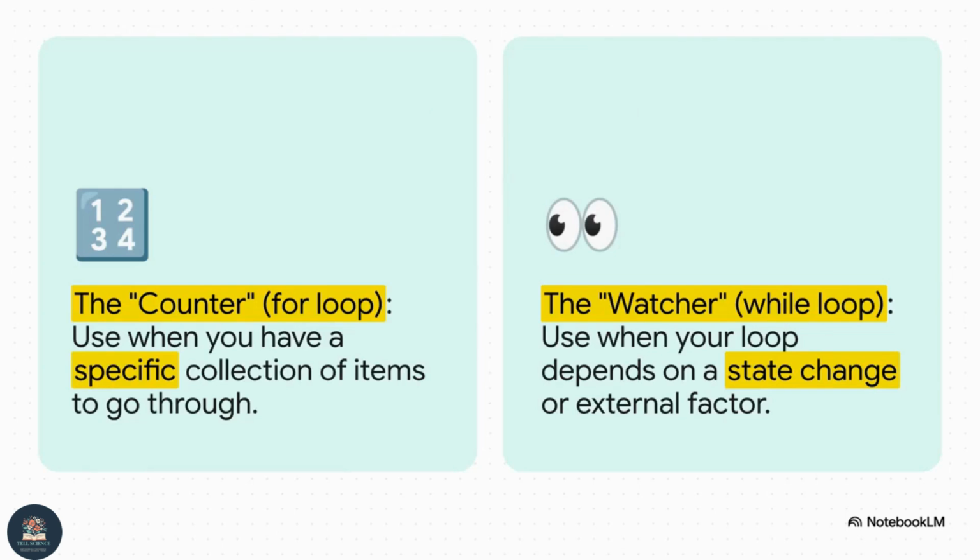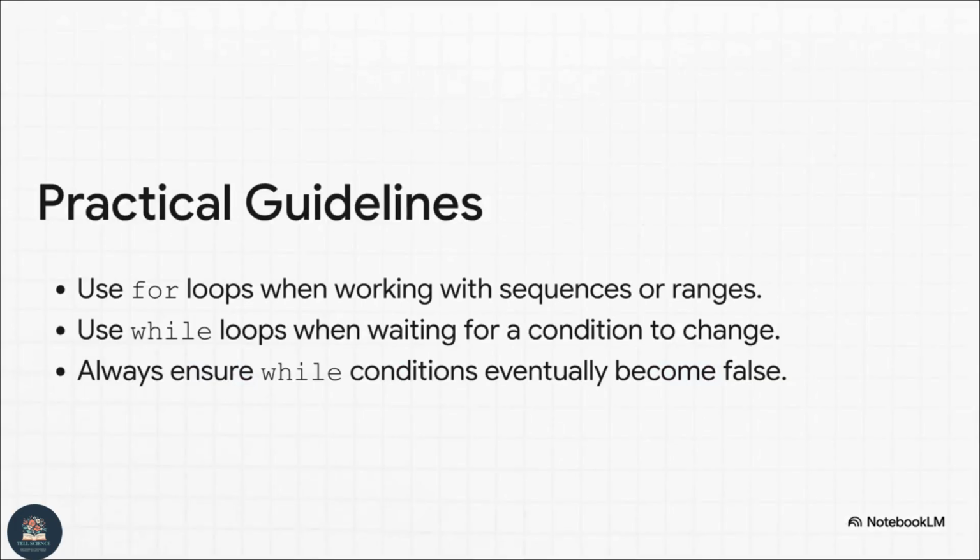So, if you remember one thing from this section, let it be this mental model. A for loop is a counter. You use it when you have a specific number of items to get through. A while loop is a watcher. You use it when you're just watching, waiting for something to happen, like a user typing something or a value changing. So here are the simple rules of thumb to follow.